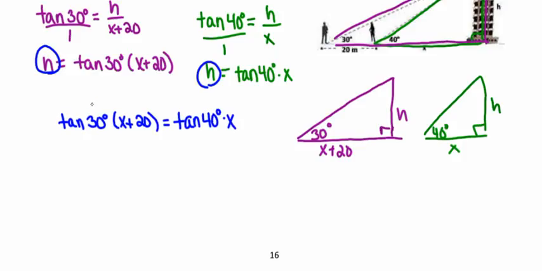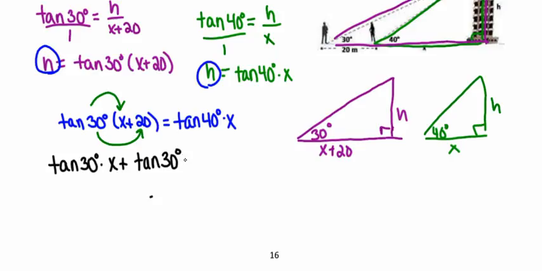On the left side, I see the use of the distributive property, so I'm going to distribute that tangent of 30 degrees to both terms inside the parentheses. So this becomes tangent of 30 degrees times x plus tangent of 30 degrees times 20 equals tangent of 40 degrees times x.